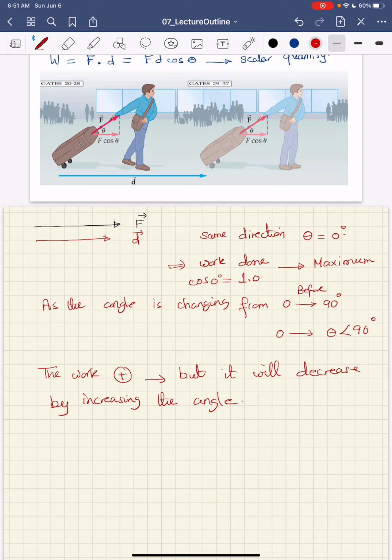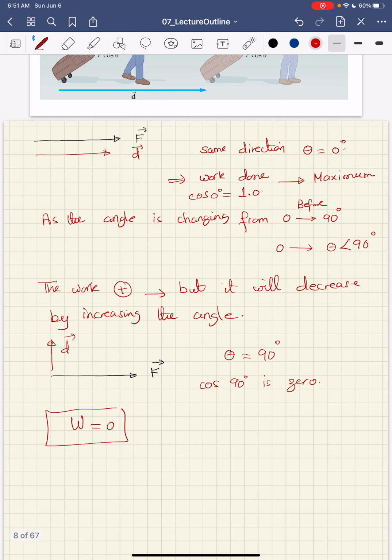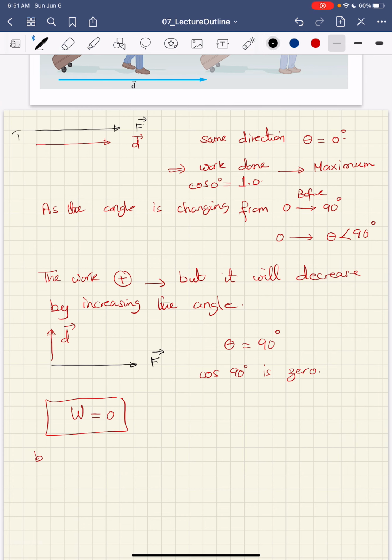Now, finally, there is a situation where we have the force, and this is the displacement. This is when theta is 90, cosine 90 is 0. Then the work done here, when the angle is 90, is going to be 0. Okay, then let me mark these: this is the first, this is the second, this is the third.